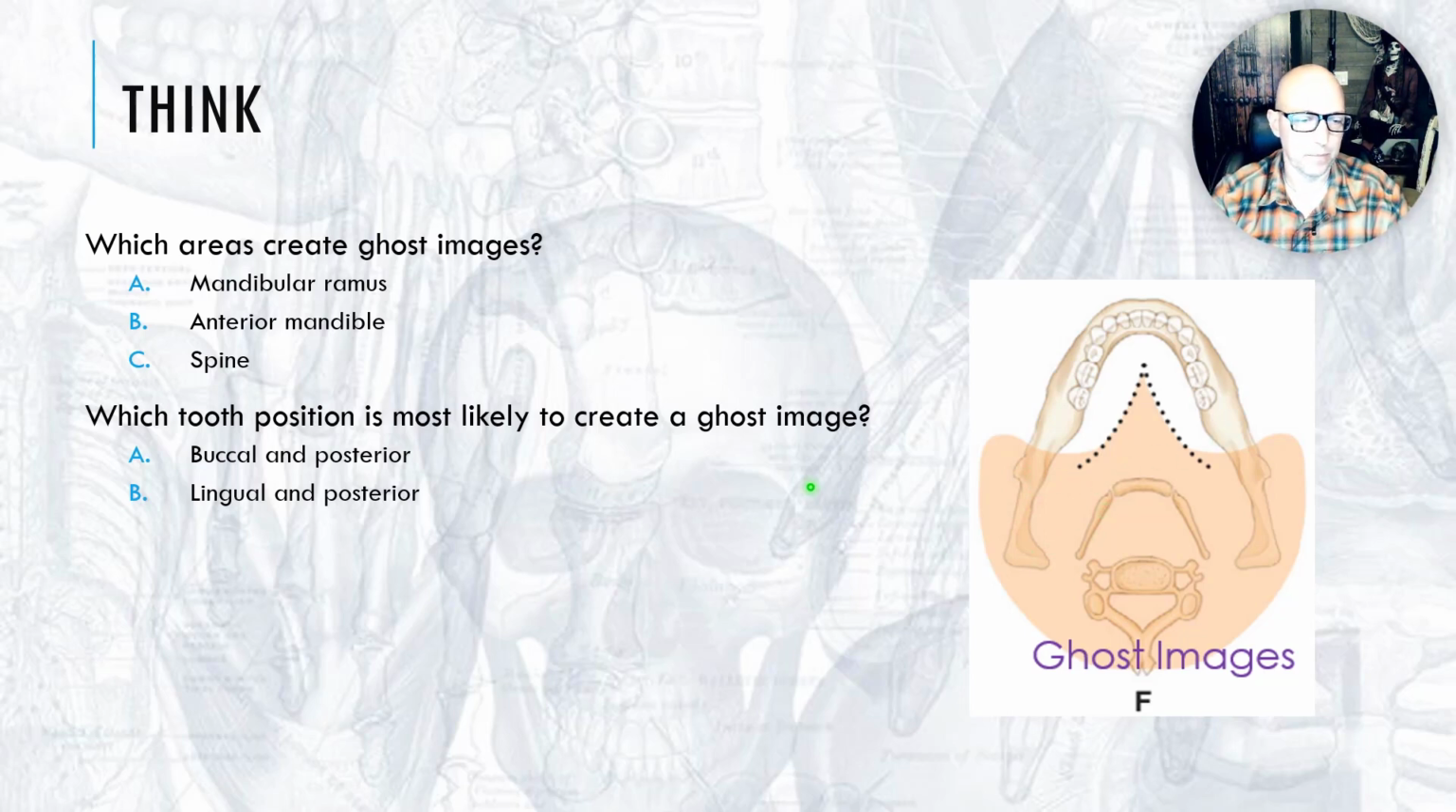All right, which tooth position is most likely to create a ghost image, A or B? Buccal posterior or lingual posterior? More likely toward the lingual, right? Then it's more likely to cross this line where it could be between the point of rotation and the X-ray source.